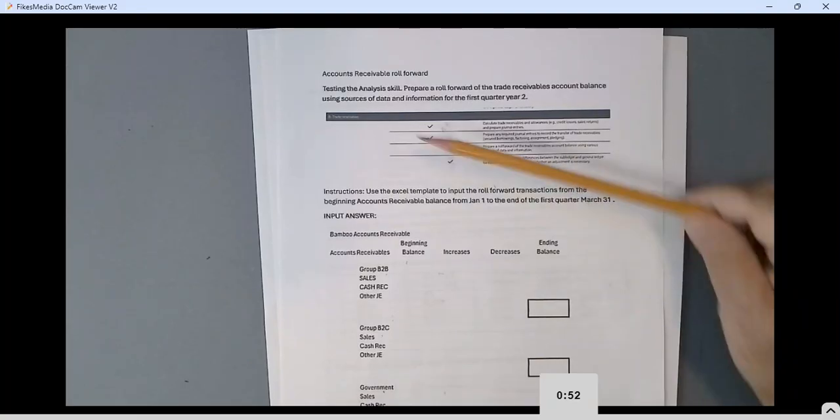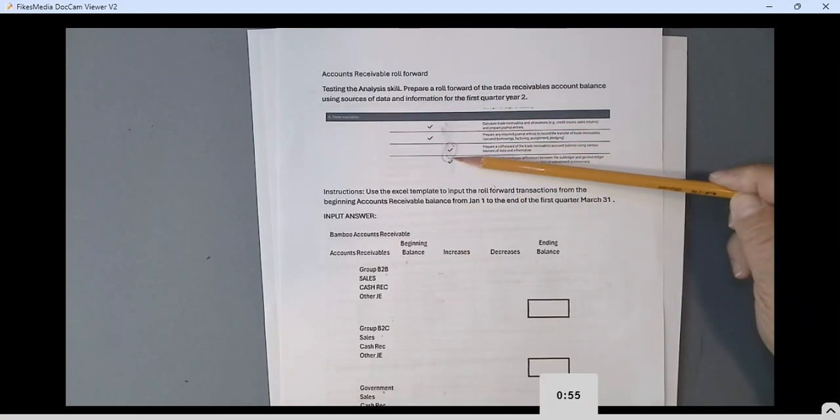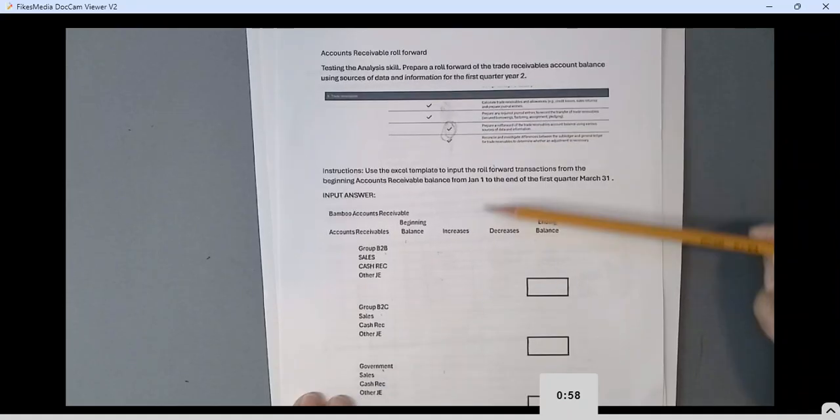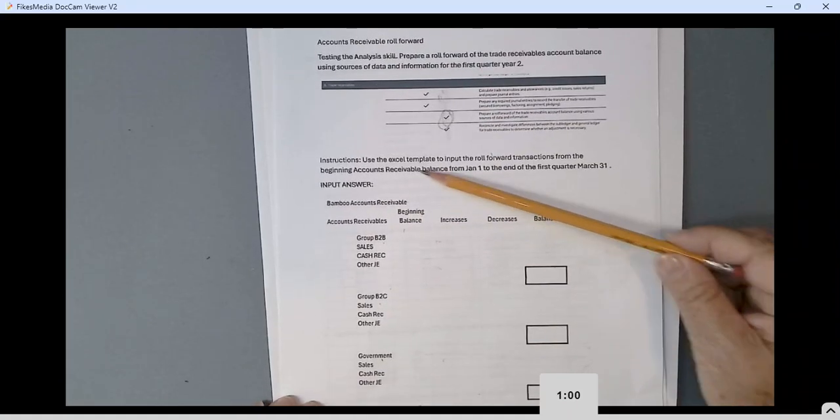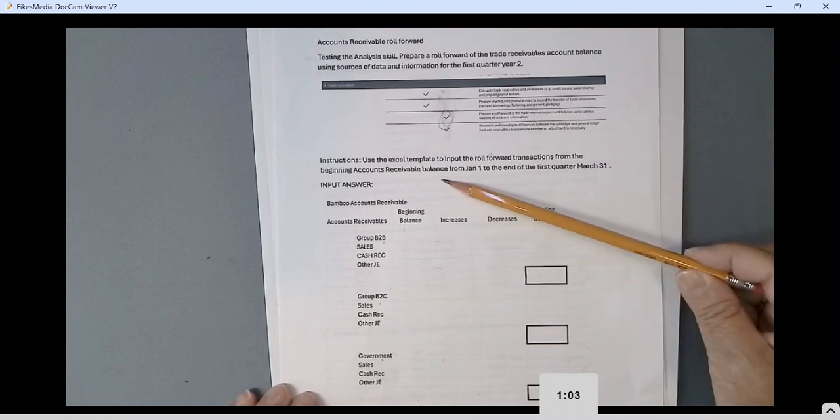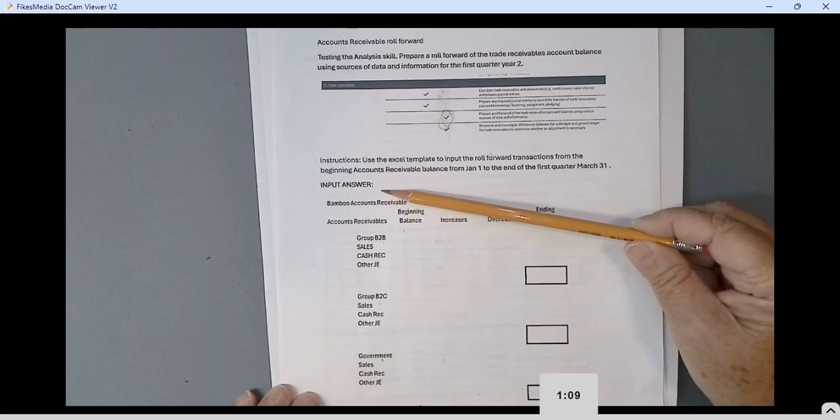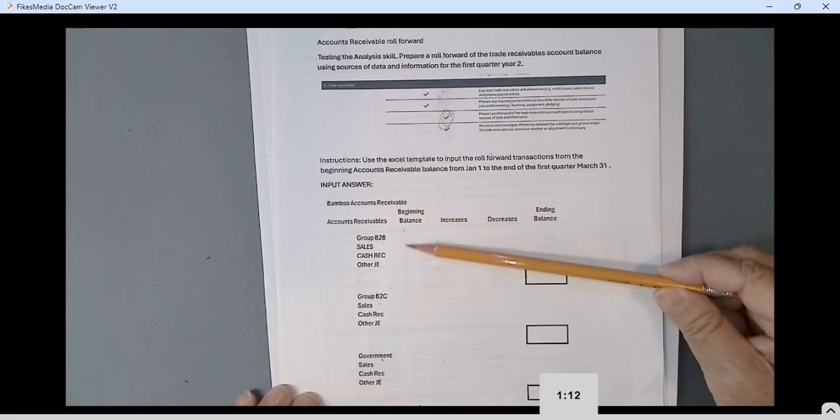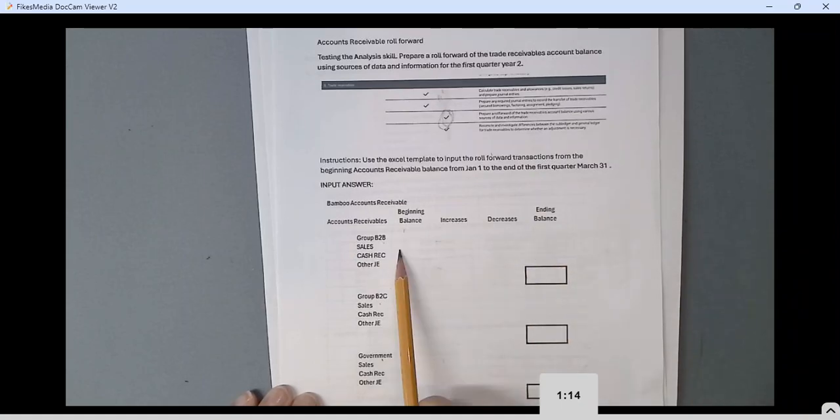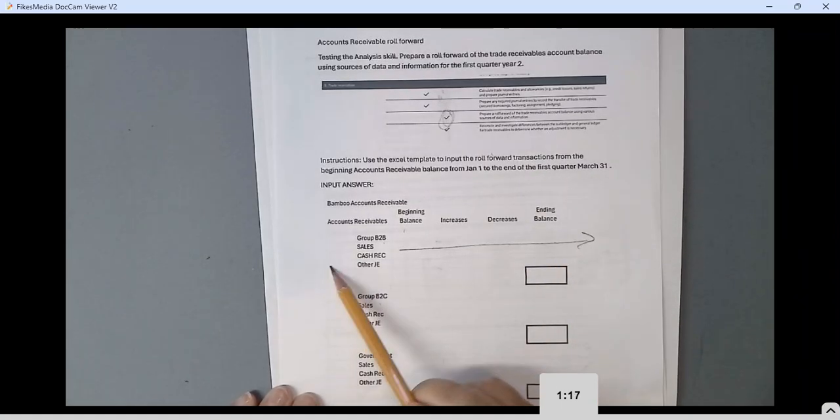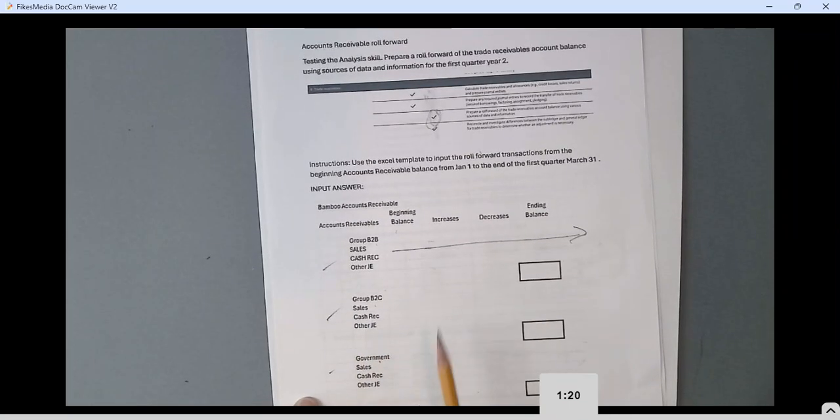So let's take a look at this accounts receivable roll forward. It's testing your analysis, your ability to analyze things. The instructions say to use this template to roll forward beginning accounts receivable balance, so you're doing the gross receivables. Input the answers. There'll be more details as to exactly how to input the answers in here. So this is a horizontal roll forward. When you have different subsidiary ledgers that all tie into the general ledger account, you have to do a roll forward for each one of them according to their transactions and the way that they handle their transactions.